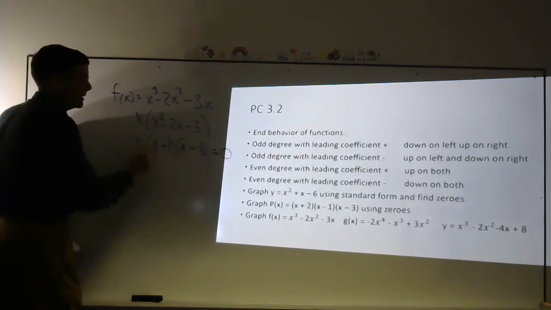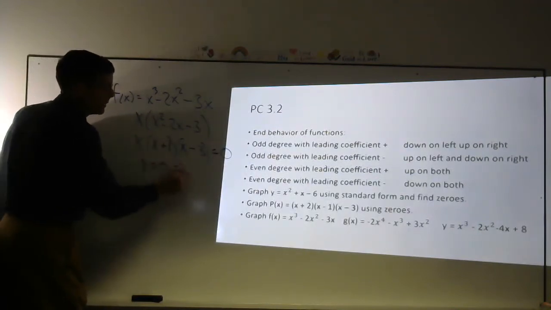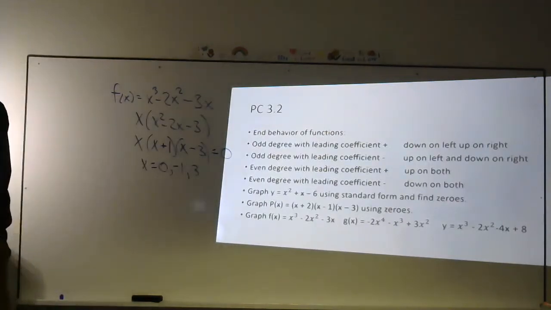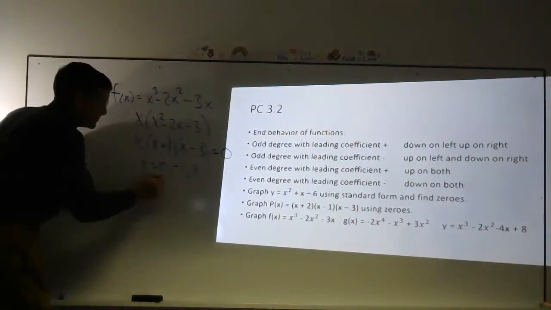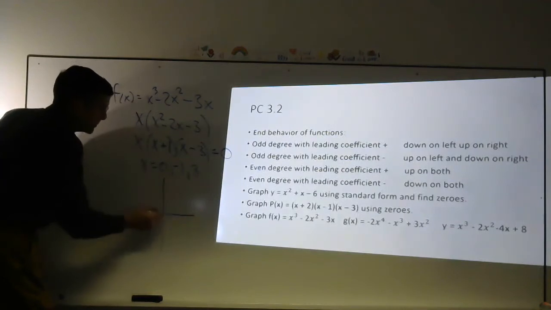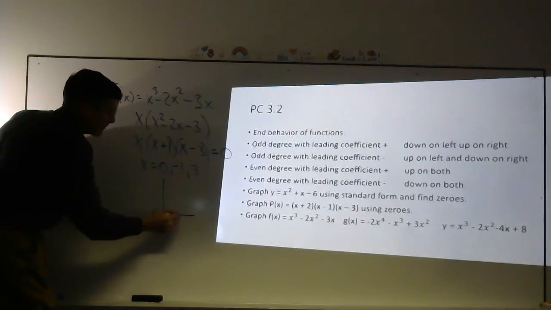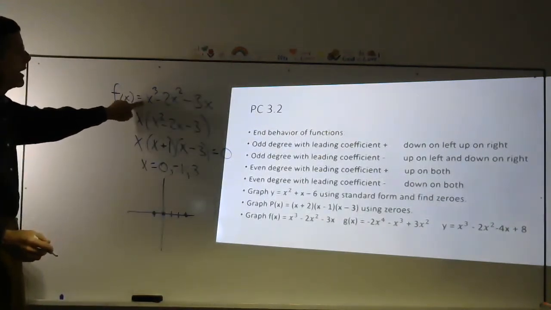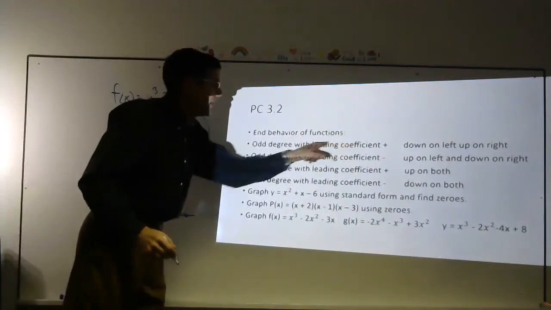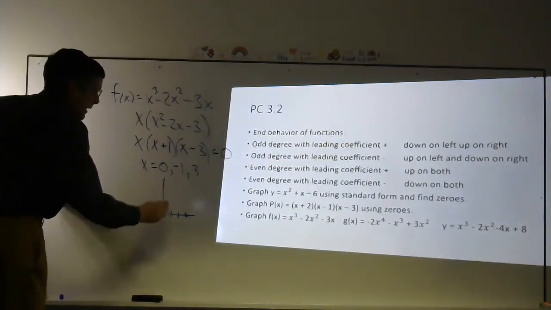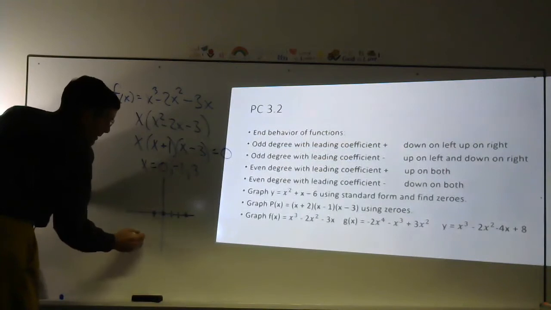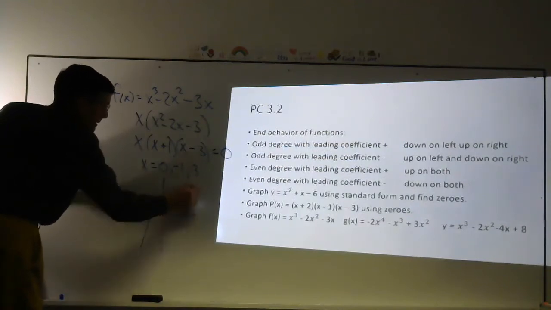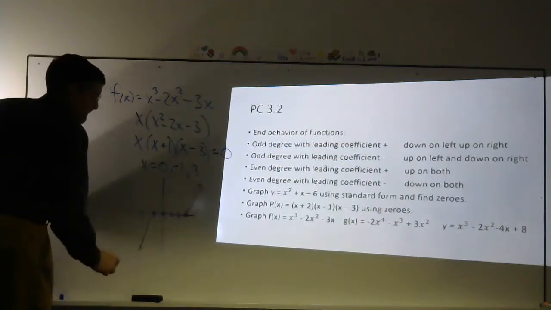Using zeros, set each part equal to 0, and you get 0, negative 1, and 3. Yes? Sketch. Zeros: 0, negative 1, 3. Okay? It's a positive cubic, down on the left, up on the right. So I know it comes up like this, and it continues to go up like that.